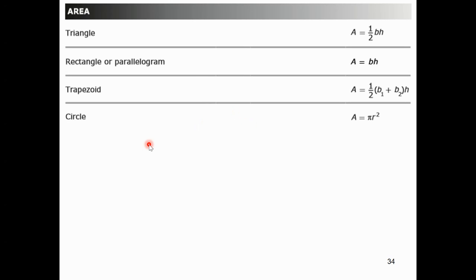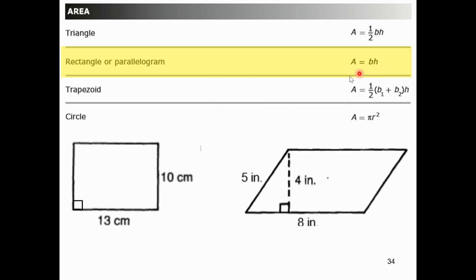So we're going to start talking more about area. Today we're going to look at rectangles or parallelograms. So we're just going to focus on this formula on our formula chart. A is equal to BH.